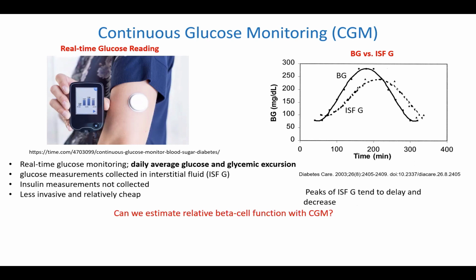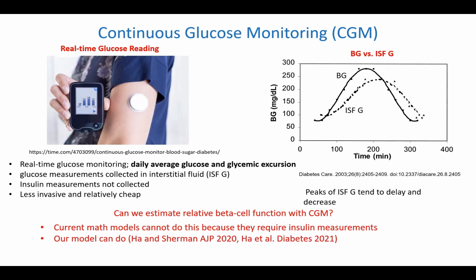So the question is, can we estimate relative beta cell function with the CGM data? Current mathematical models cannot do this because they require insulin measurement. Our model can do this. Now, the goal is to estimate relative beta cell function, MDI, during the CGM.